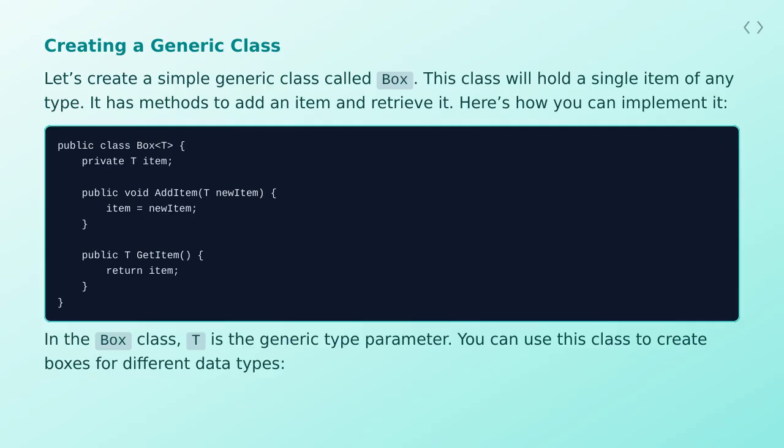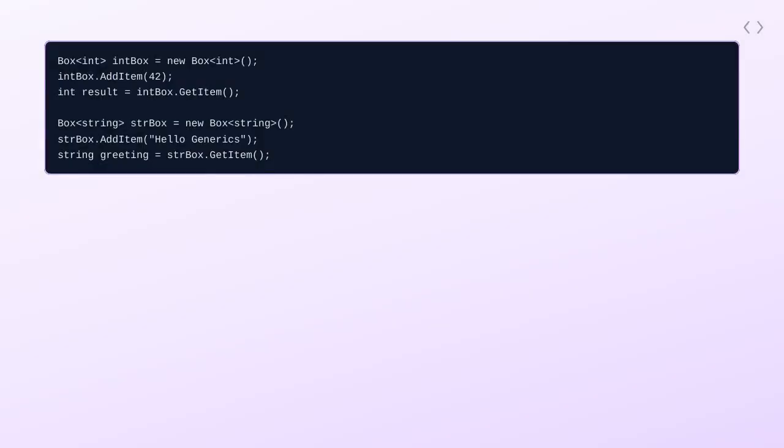In the box class, T is the generic type parameter. You can use this class to create boxes for different data types. See the example on this slide. Pause if you want to study the details.